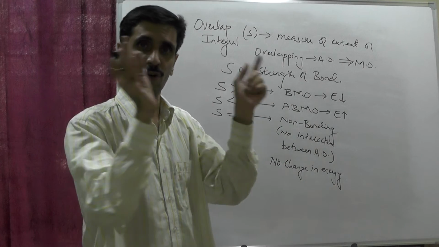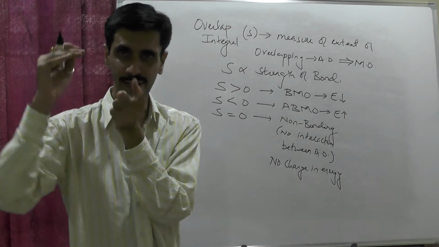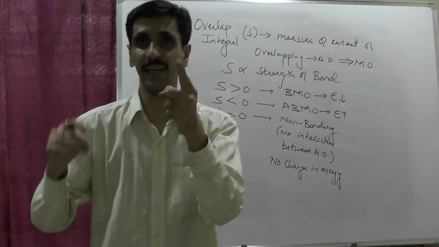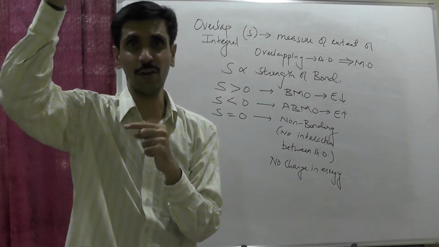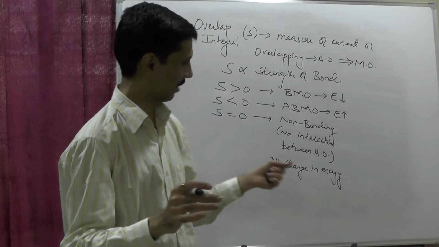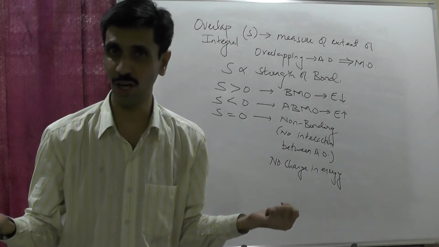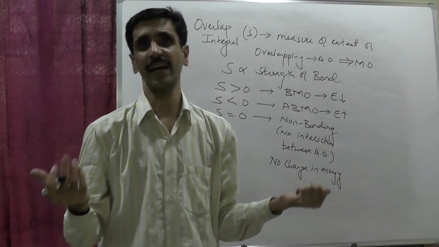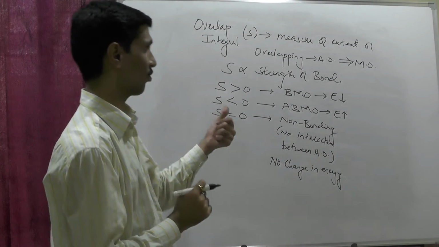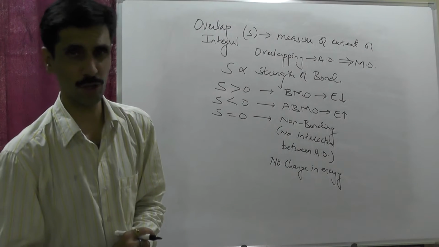So with respect to the atomic orbitals, when the energy of the molecular orbital gets lowered, that molecular orbital is called bonding. When the energy of the molecular orbital is raised, I call it anti-bonding. And when there is no change in the energy at all, we call it what? Non-bonding. That means there is no interaction at all in the atomic orbitals, and hence there is no change in energy. So this is, my dear friends, about the overlap integral. And I'm very sure you got this right.